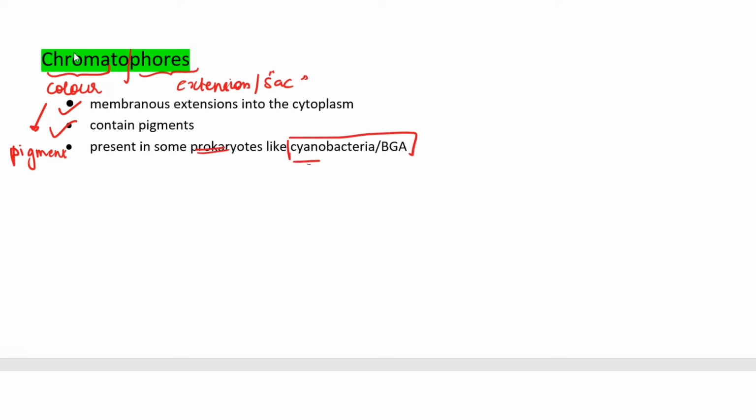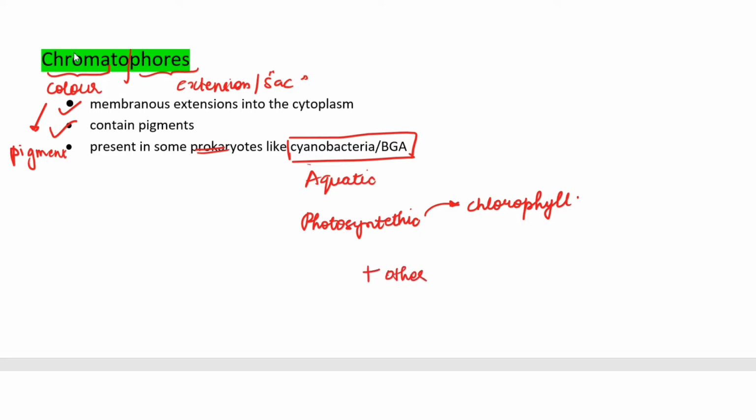So cyanobacteria has an alternate term. Blue-green algae is mostly aquatic and it is photosynthetic, which means it has chlorophyll in it and other pigments. That is all about chromatophores, a small topic.